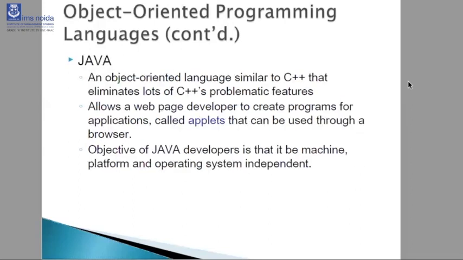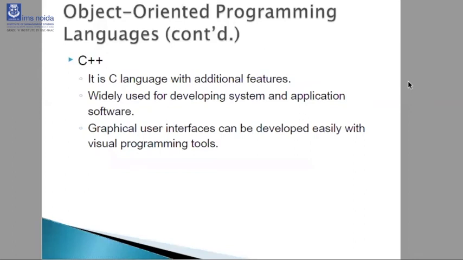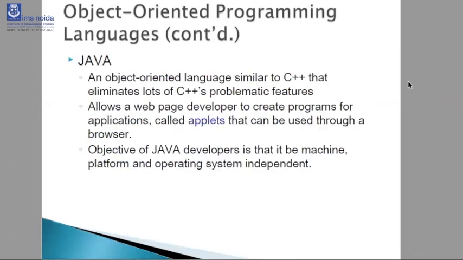Java. C++ is a partially object-oriented programming language, but Java is a fully object-oriented programming language. Java is an object-oriented language similar to C++, and it eliminates lots of C++'s problematic features. Lots of OOP features have been added in Java.